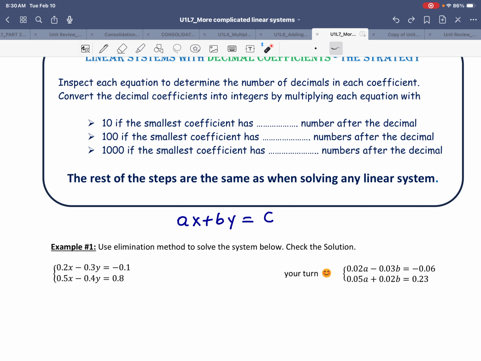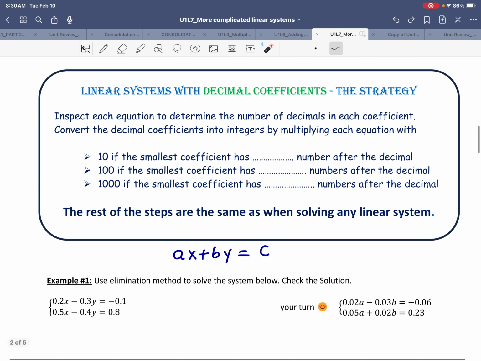So we're going to start off with systems of equations that have decimal coefficients. The way we approach this is by inspecting each equation to determine the number of decimals in each coefficient. Then we convert the decimal coefficients into integers by multiplying each equation by 10 if the smallest coefficient has one number after the decimal. We multiply by 100 if the smallest coefficient has two numbers after the decimal, and by 1,000 if it has three numbers after the decimal. So let's get started with the first system.